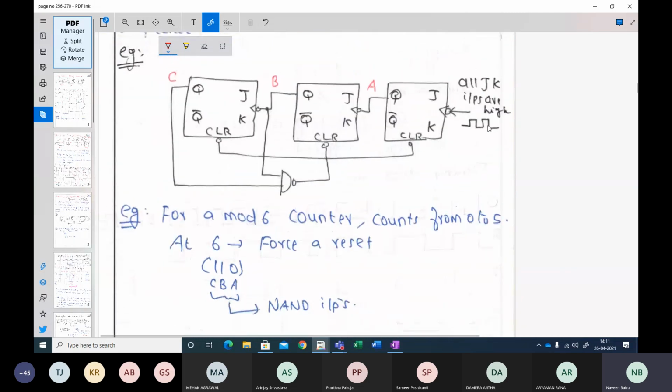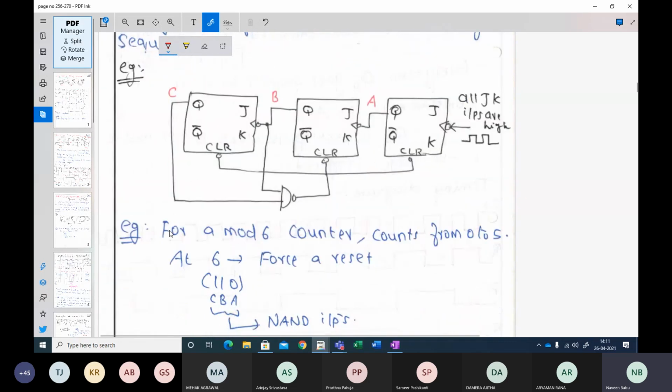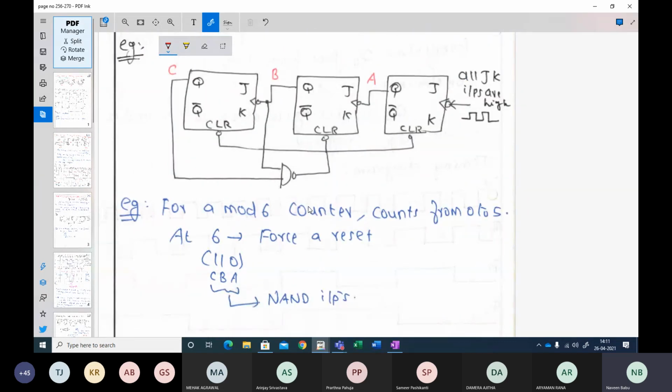So the same logic that I just said. Yeah, so this is an example here. This is a mod 6 counter. This example here is a mod 6 counter.